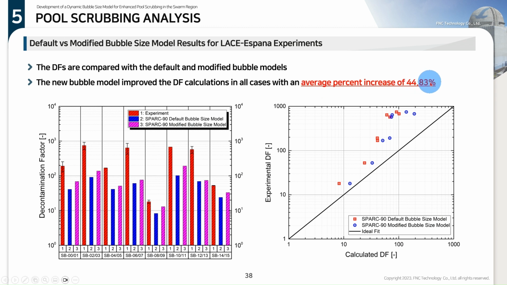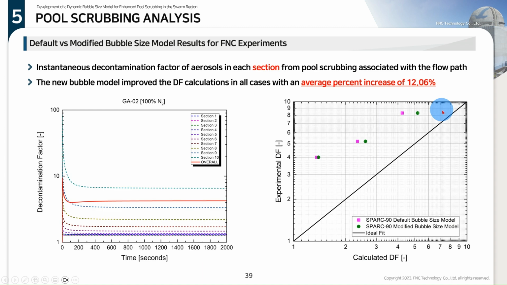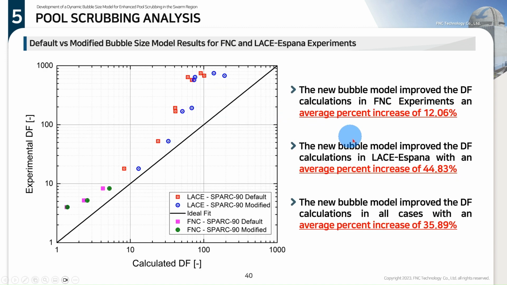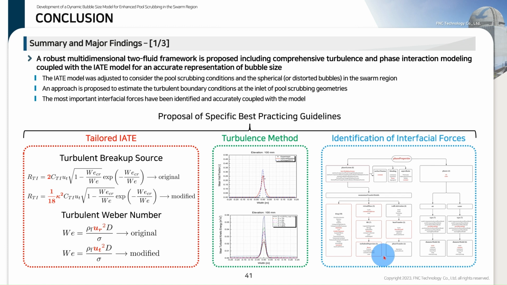And an average percent increase of about 45% in the decontamination factor has been found. And the same thing has been done for the FNCP experiment, although the decontamination factor results are relatively lower here because the decontamination factors are generally lower. And overall, in total, about 36% of increase in the decontamination factor results were obtained from both experiments.